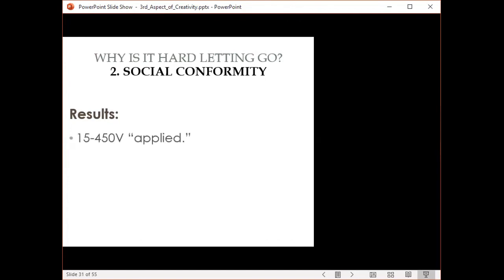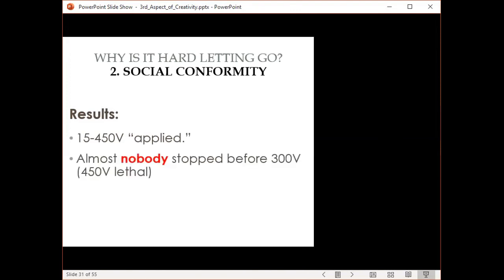Okay, let's look at the results. So the range of voltage goes from 15 volts to 450 volts. That's a lot of voltage. Almost nobody stopped before 300 volts. And more than half went all the way to the end when they couldn't turn up the voltage any higher.